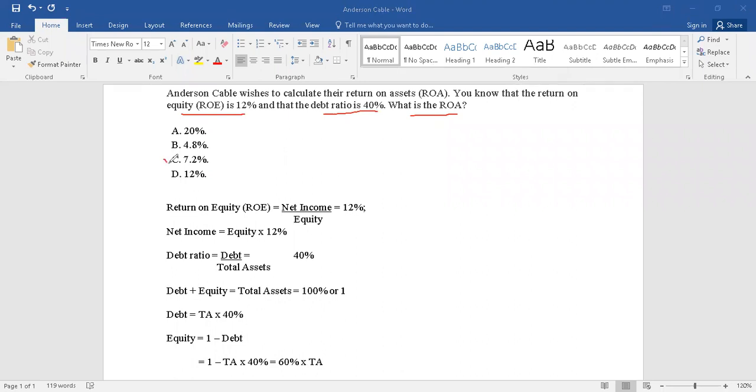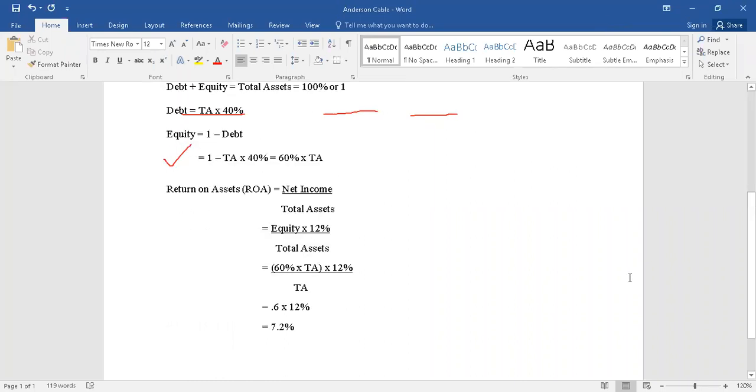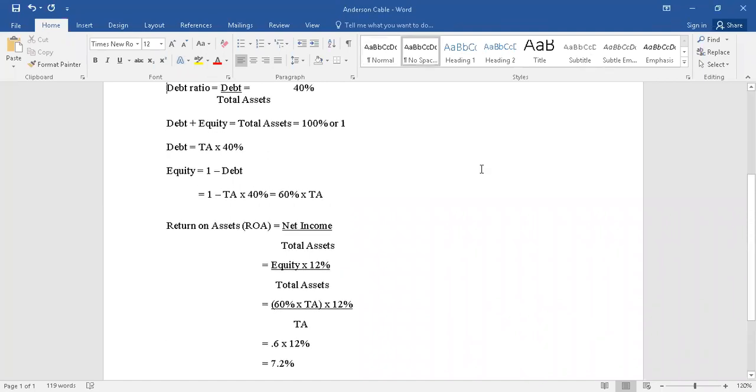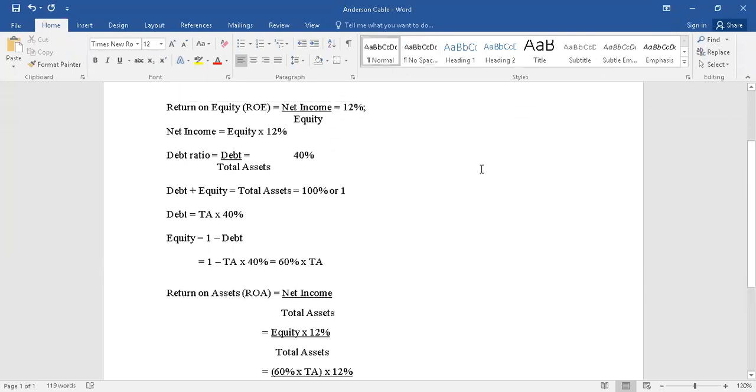I hope this explanation is clear. Whatever is the given data, just look into that and then try to simplify as much as possible, because we don't have any other information. ROE, net income by equity, just look into that part of it and then try to simplify. Then debt ratio is equal to debt by total assets. Make it into common parameters both in the numerator and denominator when we are trying to calculate return on assets. So net income by total assets.